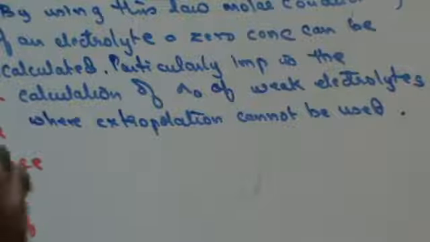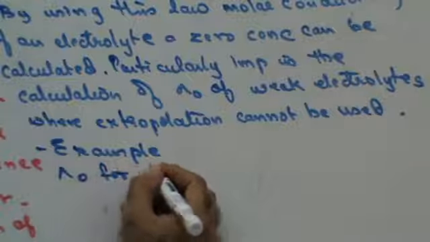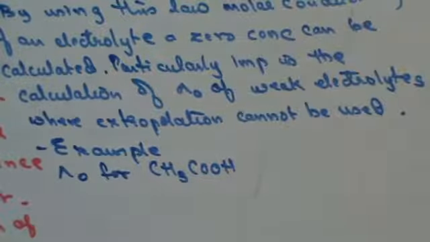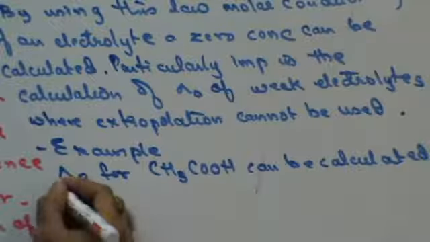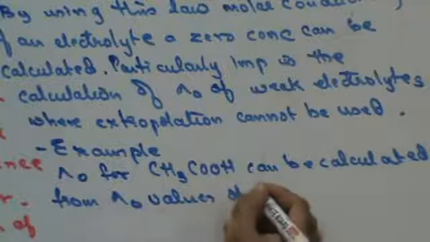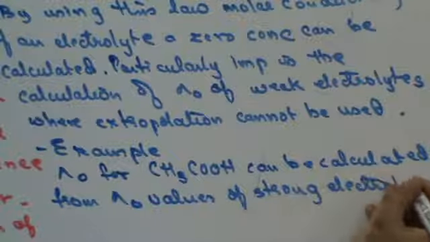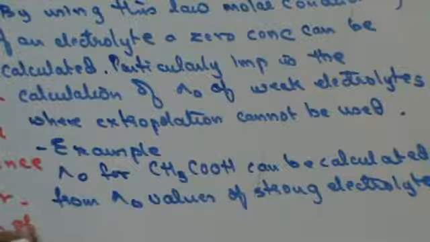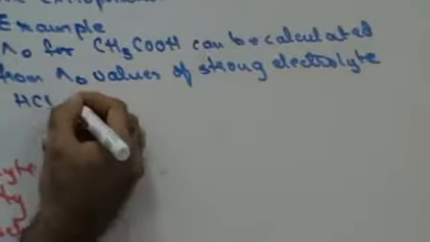Right? Let's try to see this with the help of an example. The molar conductivity at zero concentration of acetic acid can be calculated from molar conductivity at zero concentration values of strong electrolytes, like hydrochloric acid, sodium chloride, and sodium acetate. By using these three, I could easily find out the molar conductivity at zero concentration of a weak electrolyte.